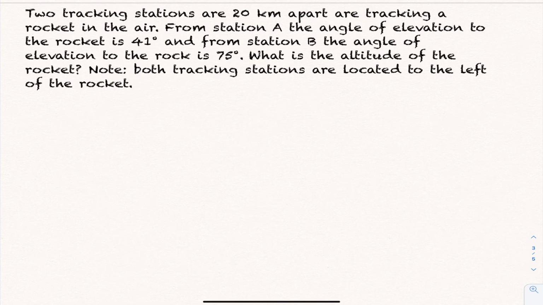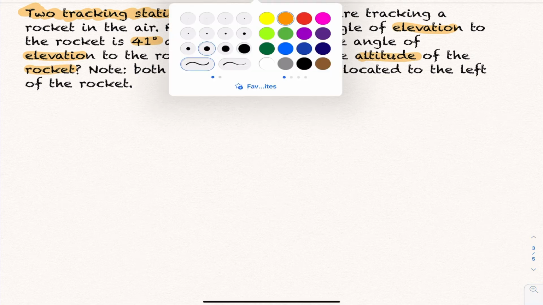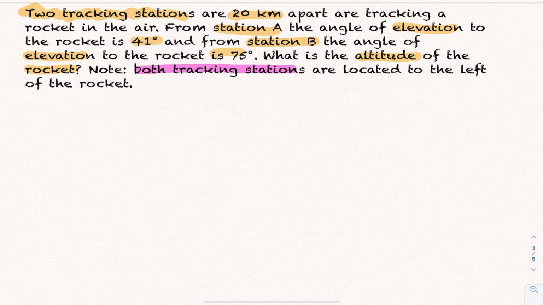Okay, so for this problem here, we have two tracking stations 20 kilometers apart, and they're tracking a rocket in the air. You know that from station A, we have an angle of elevation of 41 degrees, and at station B, there's an angle of elevation to the rocket of 75 degrees. And the question is asking, what is the altitude of the rocket? And this is important here. It says, note, both tracking stations are located to the left of the rocket.